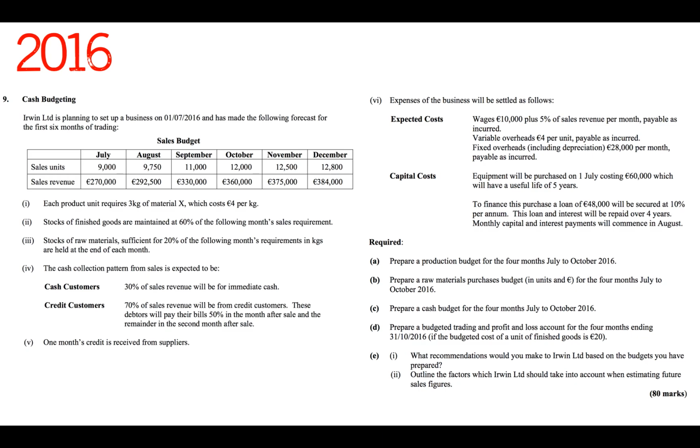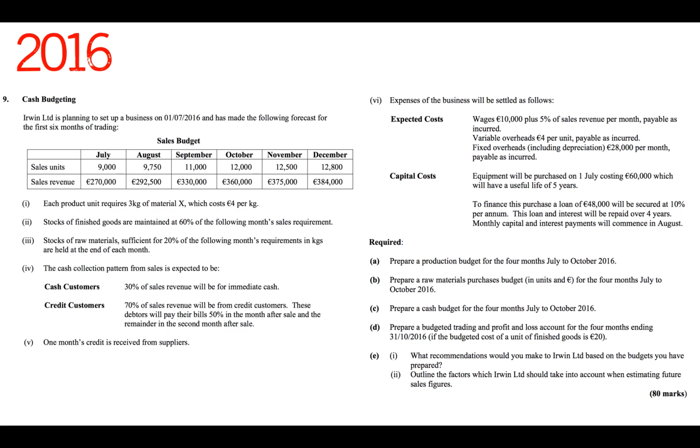Note 4, the cash collection pattern from sales is expected to be: cash customers, 30% of sales revenue will be for immediate cash, and credit customers, 70% of sales revenue will be from credit customers. These debtors will pay their bills 50% in the month after sale and the remainder in the second month after sale. Note 5, 1 month's credit is received from suppliers.